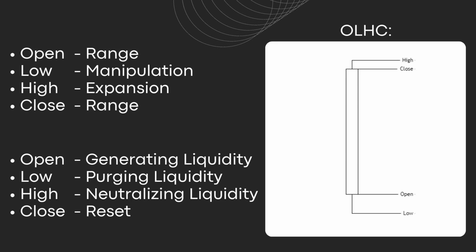Now let's repeat it once again. Opening time acts as a generation of liquidity or forming a range. The low is found after the manipulation into a key level, and that is done to purge the liquidity which was generated earlier. After that liquidity is purged, we neutralize the liquidity by expanding above in the direction of the higher time frame drawn liquidity, and then price retraces close to the closing time, and then the closing time acts as a reset for the whole cycle to repeat itself, right? The closing time closes the candle and resets the whole cycle or the whole sequence.